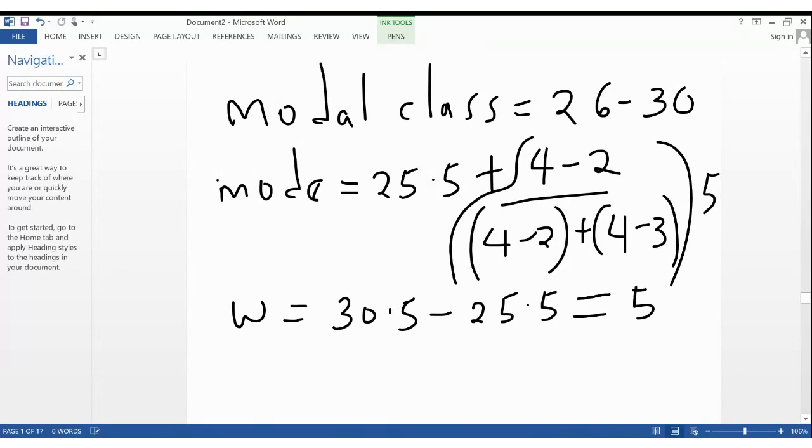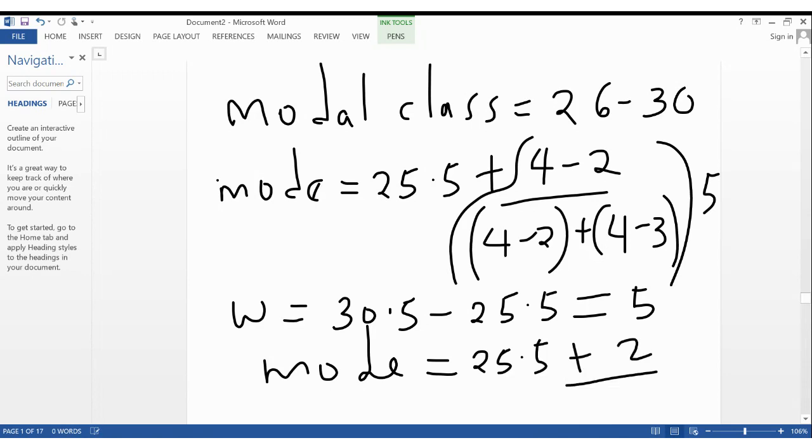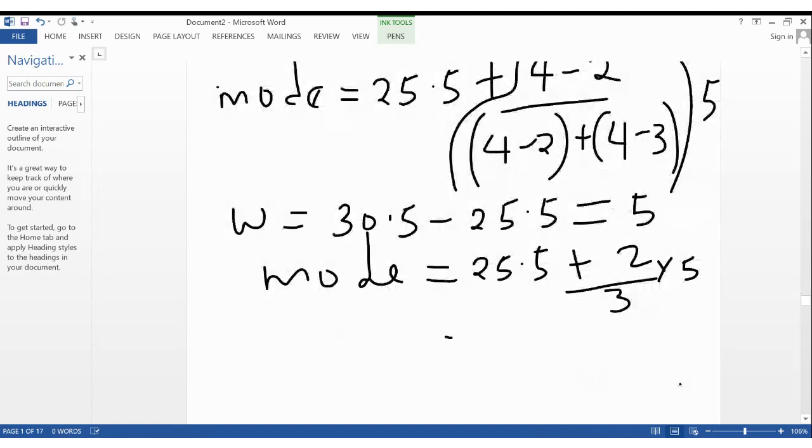So the mode here, let me confirm now. I had two people having different answers. So that is 1. Sorry, that is 2. That is 25.5 plus 2 over 3, then times 5. So we have 10 divided by 3 plus 25.5. I have 28 point, 28.83, a recurring decimal.